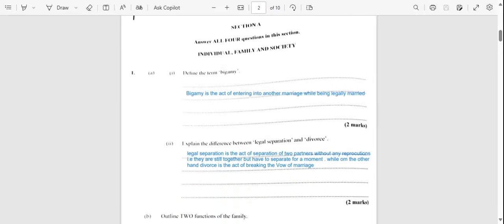So the first question on the list, this is Section A, and you need to answer all four questions in this section, which is on individual, family, and society. So the first term that you need to know, it says here, define the term bigamy. Bigamy, in its most simplistic sense, means going into a marriage while already being legally married. That's what bigamy means in its literal sense.